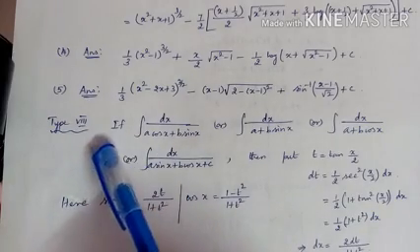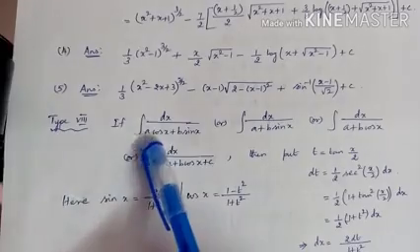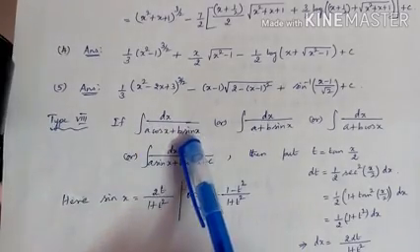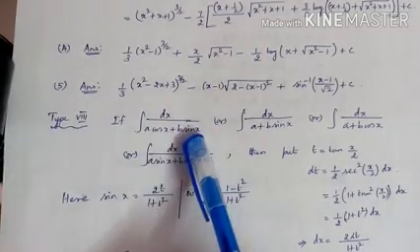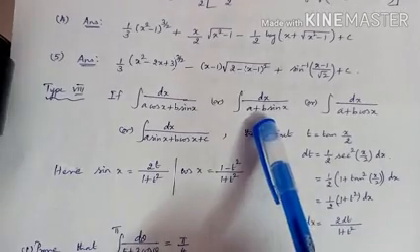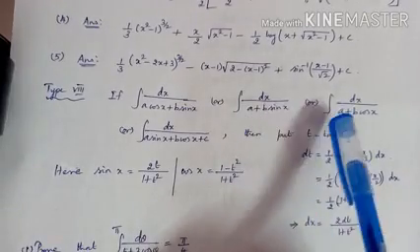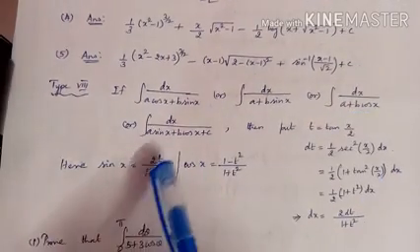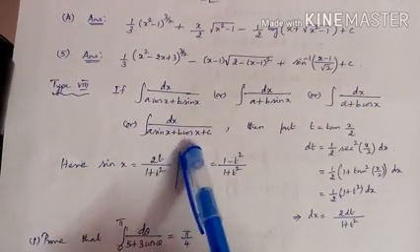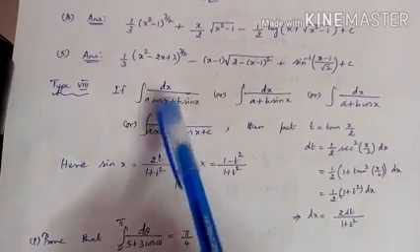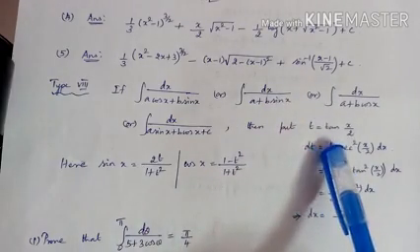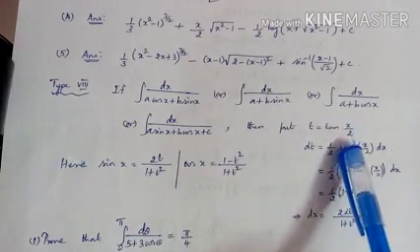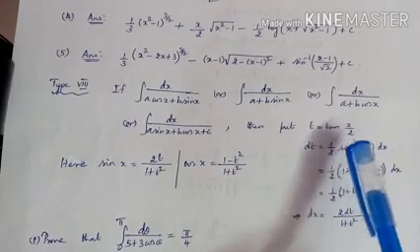Which is this type. It is the 8th type: integral dx by a cos x plus b sin x. If we have an integrand in the form 1 by a cos x plus b sin x, or 1 by a plus b sin x, or 1 by a plus b cos x, or 1 by a sin x plus b cos x plus c, whatever it is, we use this method. Put t is equal to tan of x by 2.